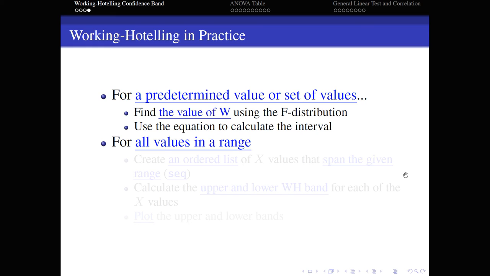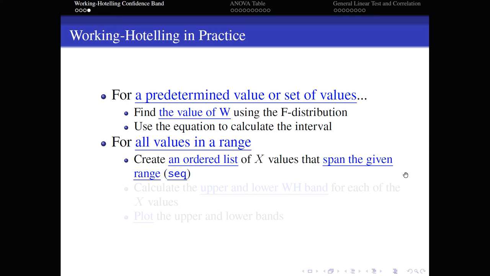Well, you probably never thought about this before, but graphics are the way in which we can display, and a continuous line is the way in which we can display intervals for literally an infinite number of x values. So if we want to do this for all of the x values in a particular range, we would use a graphic to display the infinite number of confidence intervals that we have. First, we create an ordered list of x values that span the given range. Now, this is very important.